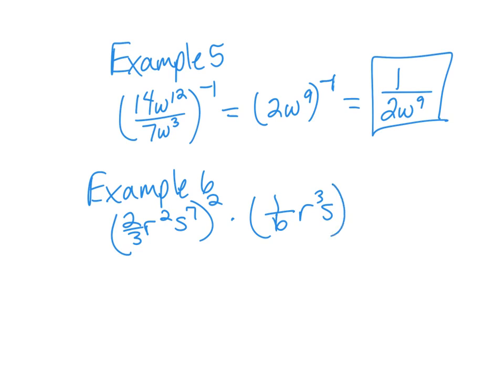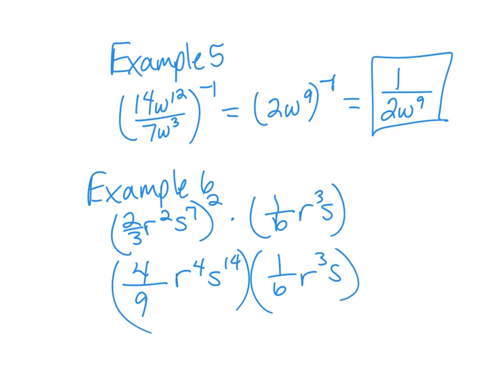So first thing I'm going to do is apply the exponent here, this to the second. What this means is we're going to take everything inside and raise it to the second power. So 2 to the second becomes 4. 3 to the second becomes 9. Since those are coefficients, you just calculate them out. For the variables, r squared becomes r to the 4th. 2 times 2 is 4. S to the 7th squared becomes s to the 14th. 7 times 2 is 14. And then times 1/6 r to the 3rd s.